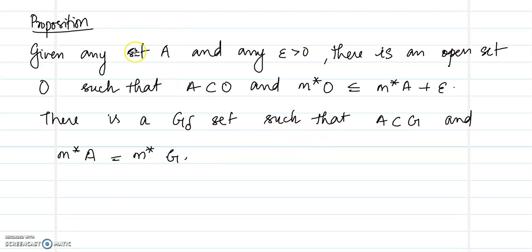So we need to show two things. Given any set A and any epsilon greater than 0, there is an open set O such that A is contained in O, and then m star of O will be less than or equal to m star of A plus epsilon. The second part is to show that there is a G delta set G such that A is contained in G and m star of A is equal to m star of G. By a G delta set we mean a countable intersection of open sets.